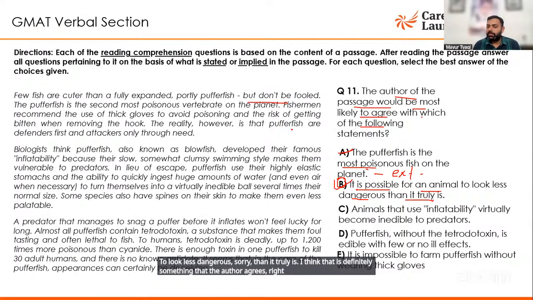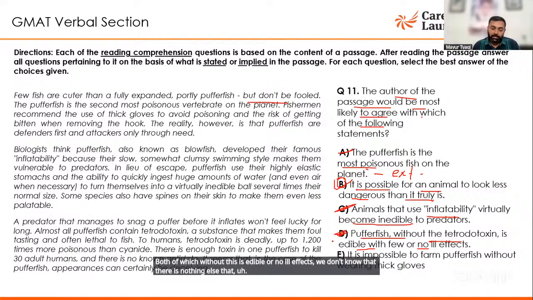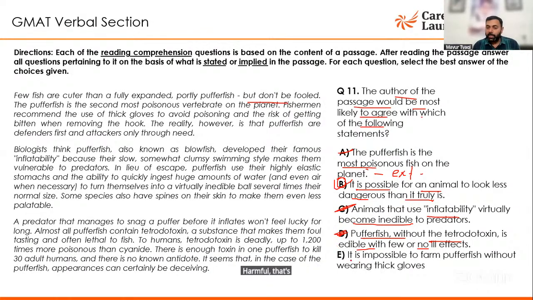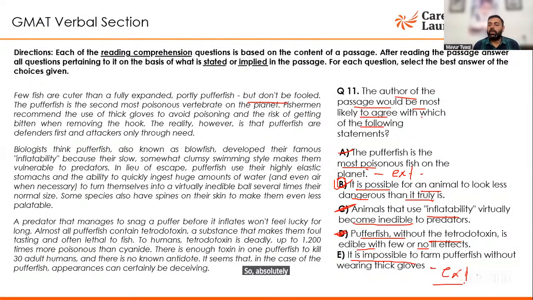Looks can be deceiving. Animals that use inflatability become inedible. It's not that they become inedible, it's that nothing can eat them. Pufferfish without this is edible with no ill effects. We don't know that there is nothing else that can be harmful. That's not really mentioned. It is impossible to farm. Now, this is what we call an extreme statement, so absolutely not something you would want to go for. Is that clear, everyone? Do we understand, guys?